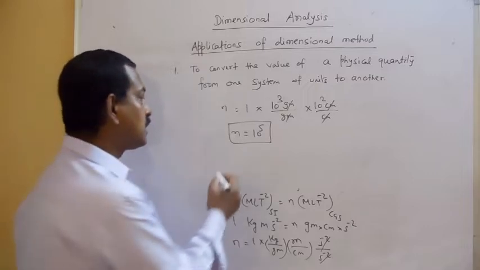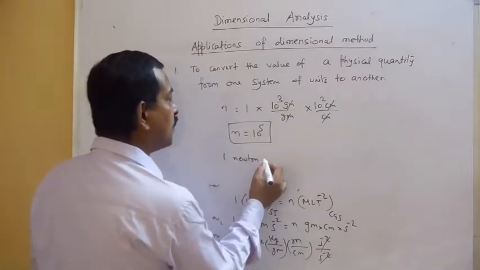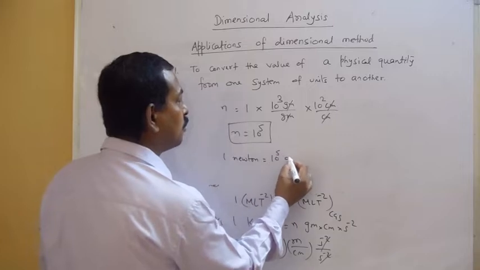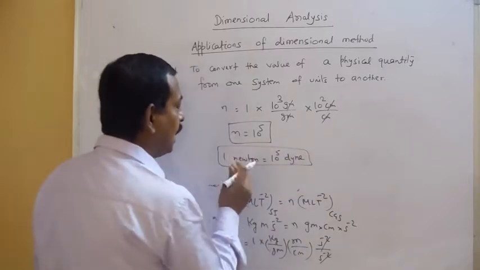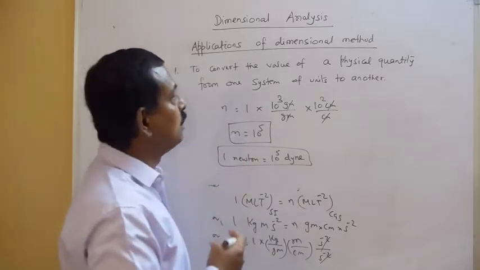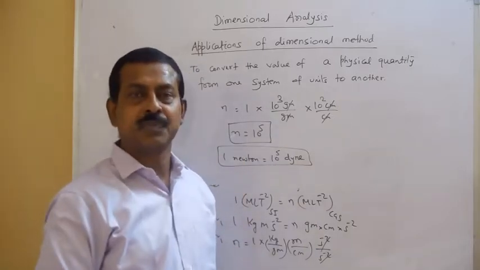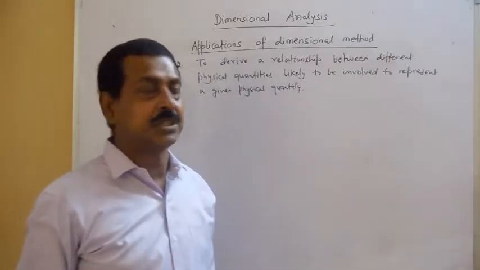It simply means that 1 Newton is equal to 10 to the power 5 dyne. So this is the relation, and this relation we have obtained using the dimensional method. So this is the first application. Let's take the second application.